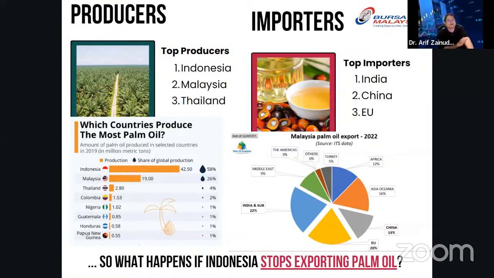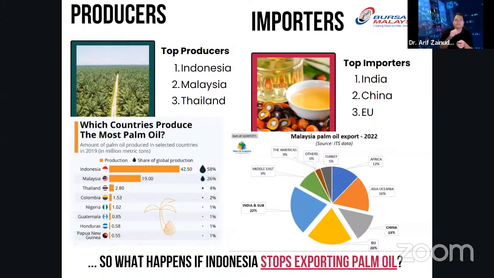So who are the top producers of CPO? The first one is of course Indonesia. The second is us, Malaysia, and then the third is Thailand. The rest probably make up the smallest fraction of the production of CPO.